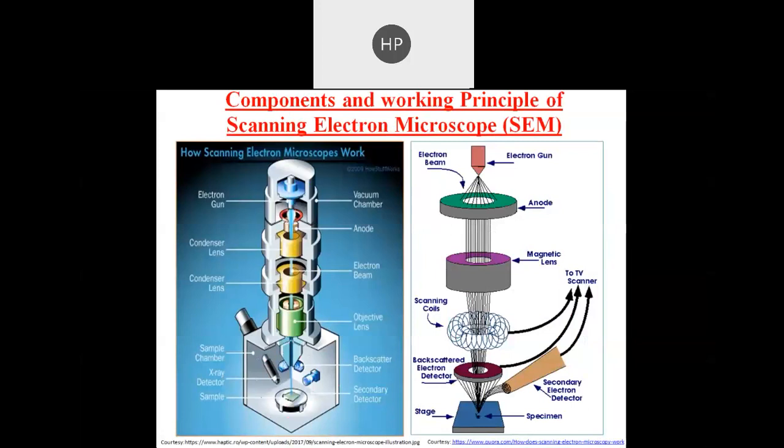Okay, this is the sample chamber, and here you can see that this is the sample which is mounted on the base. At the same time, we have various detectors like backscatter detector or secondary detector or X-ray detector. Various detectors are mounted on the sample chamber. So this is the sample chamber, and all this is under a vacuum. So this whole is under the vacuum.